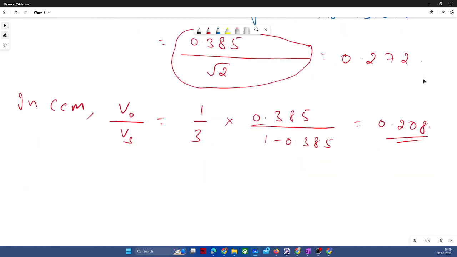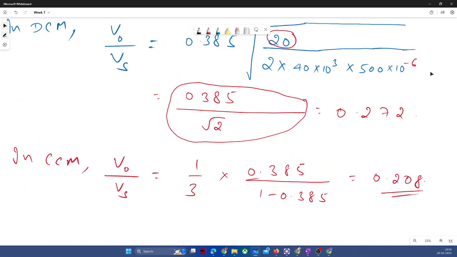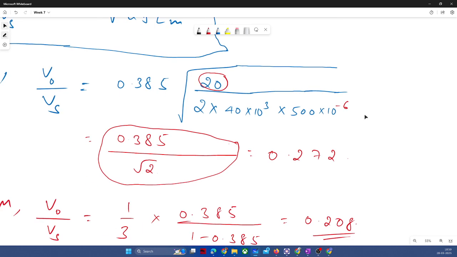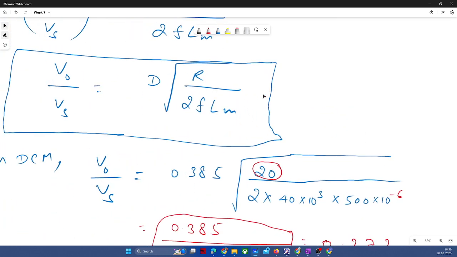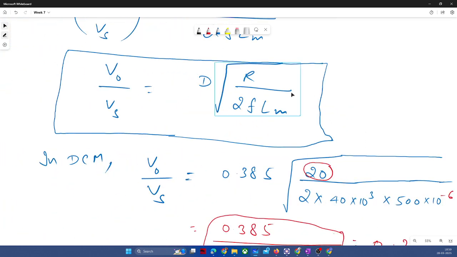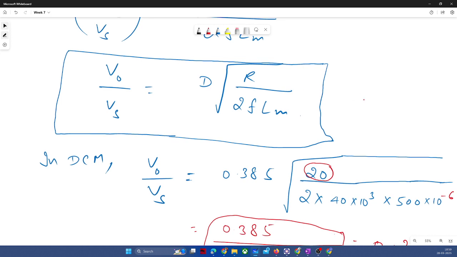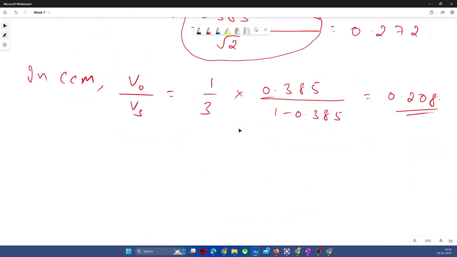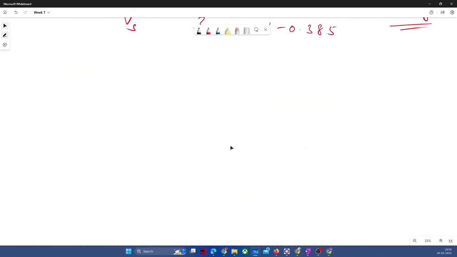So again, for the DCM case, we have derived that V naught by Vs. You can use it anywhere. As soon as you verify that your converter is in DCM, you can write this expression. Okay. So now let us move ahead with forward converters.